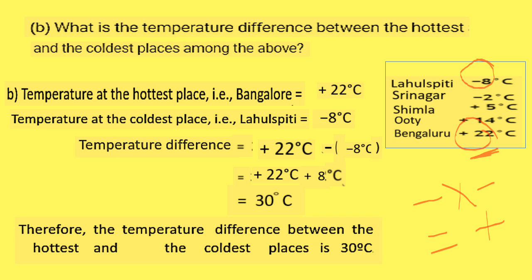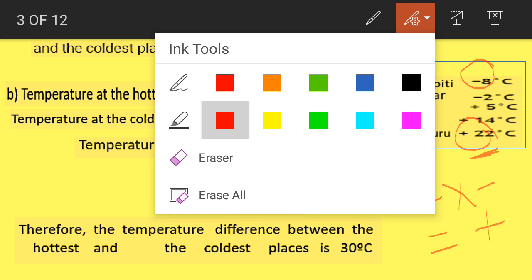Finally you have to write the answer as, therefore the temperature difference between the hottest and the coldest place is 30 degrees Celsius.